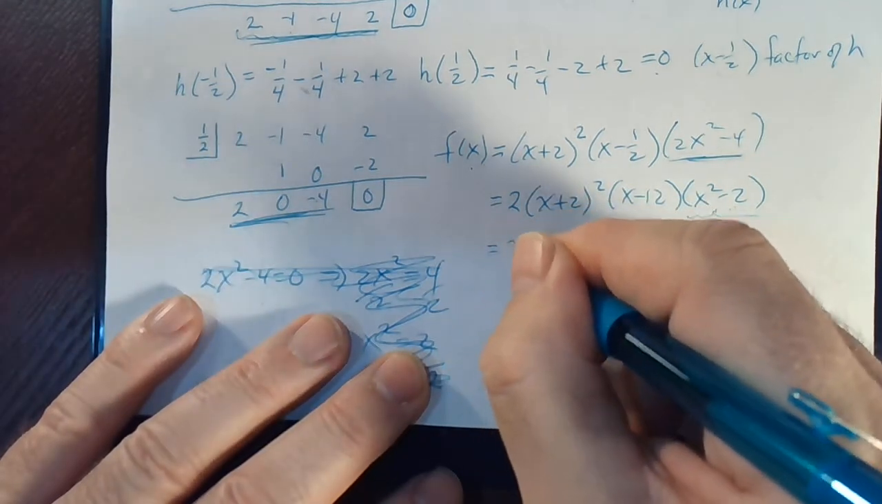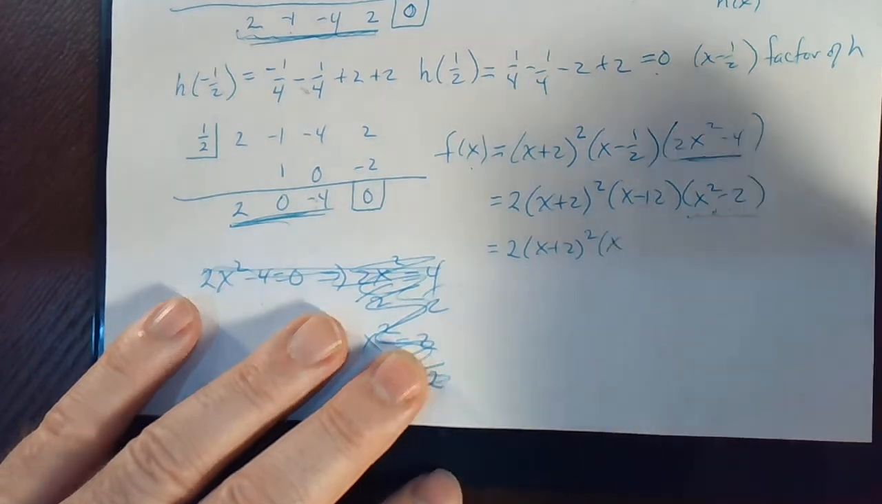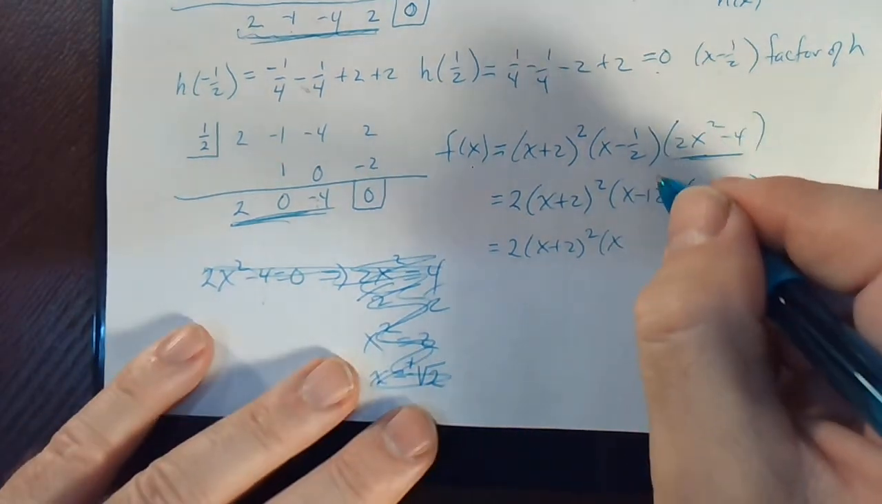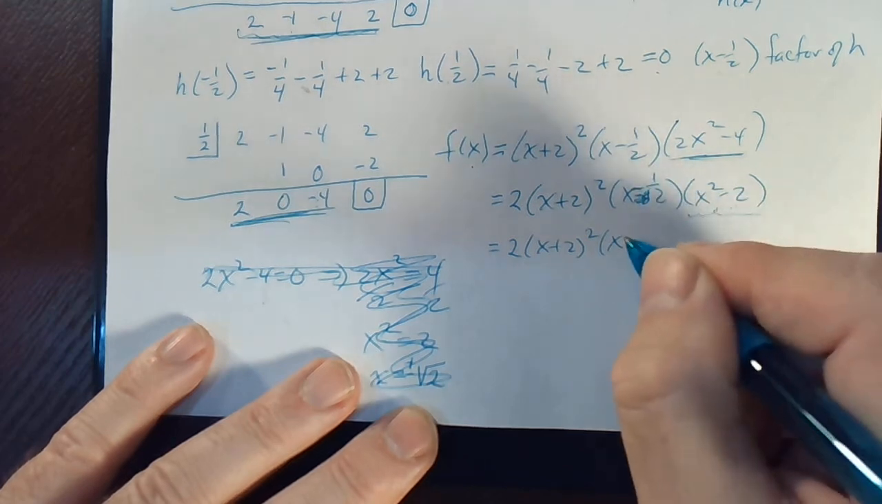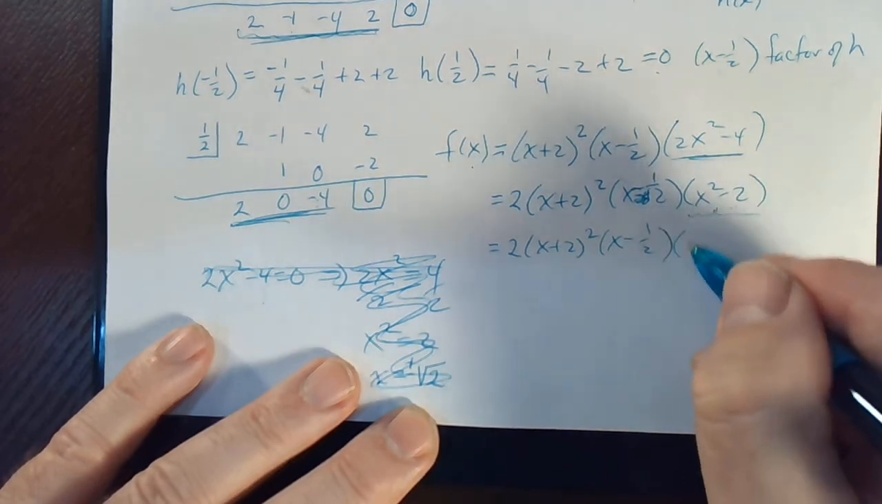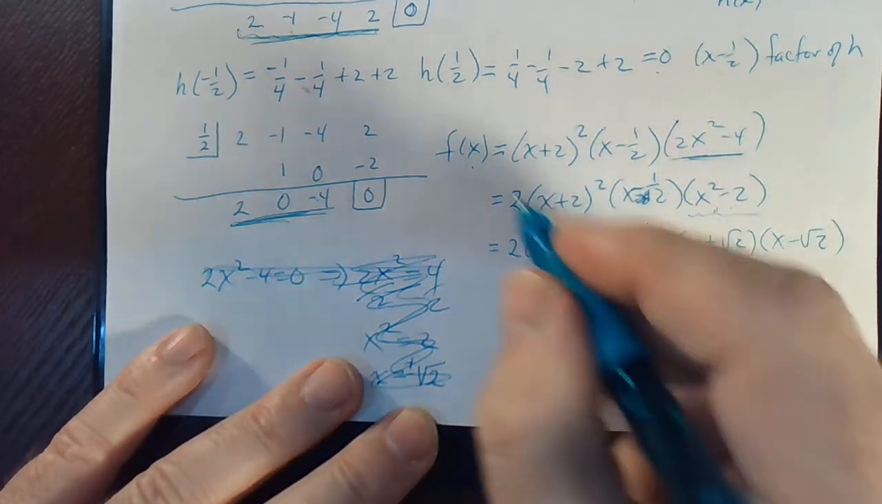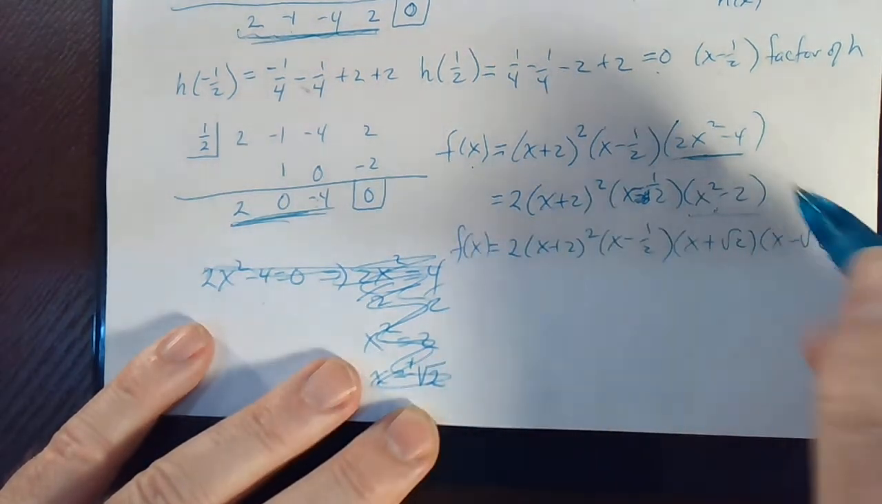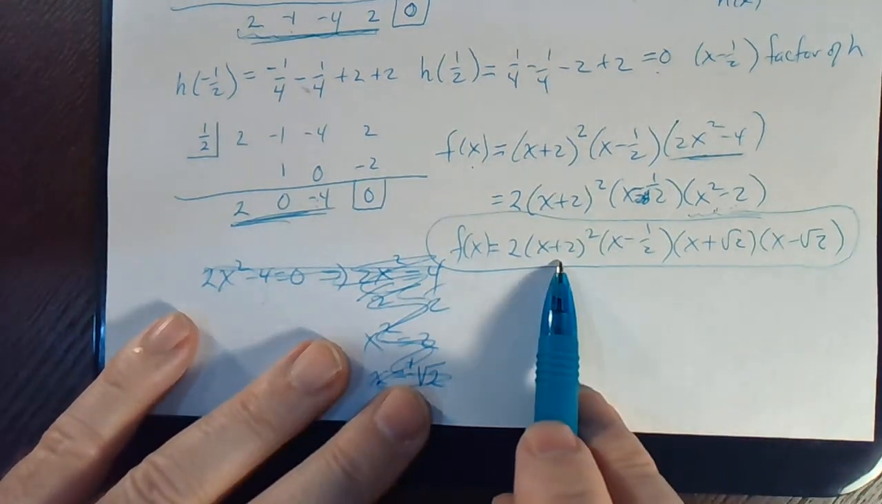So I'm going to write it out. 2 times x plus 2 squared, x minus, that's supposed to be a half, not x minus 12. X minus 1/2. And this is going to be x plus radical 2, x minus radical 2. And that is the fully factored form of f of x.